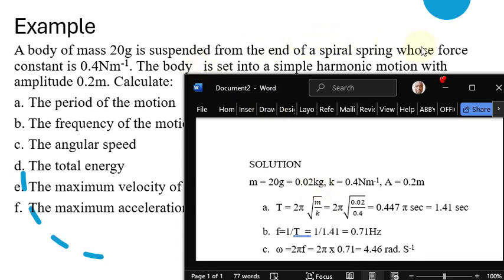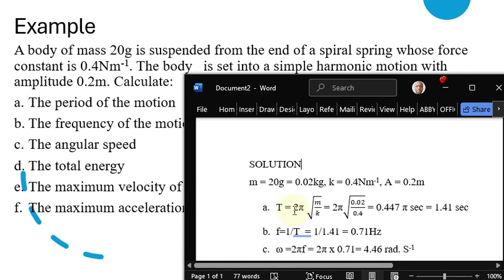Again, we are told that it has a force constant, that is K. So K here is 0.4 Newton per meter. And then amplitude, which is capital A, is 0.2 meter. So the first question says we should calculate the period of the motion. So period is capital T.